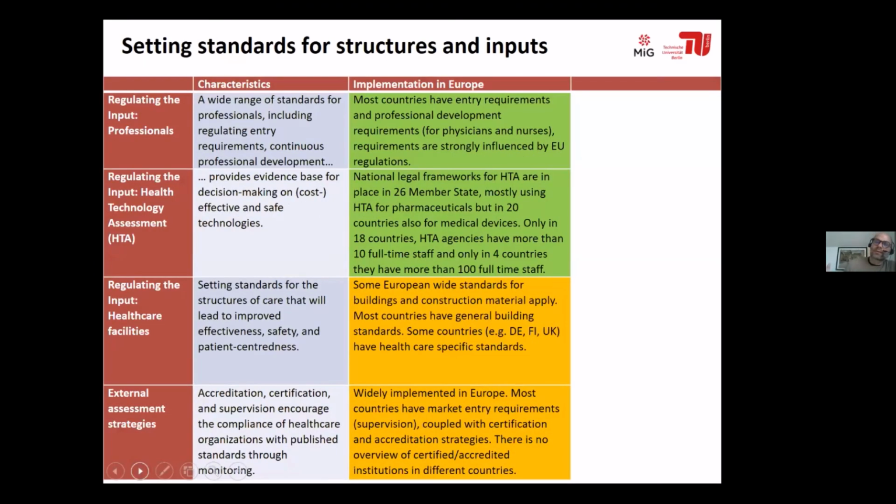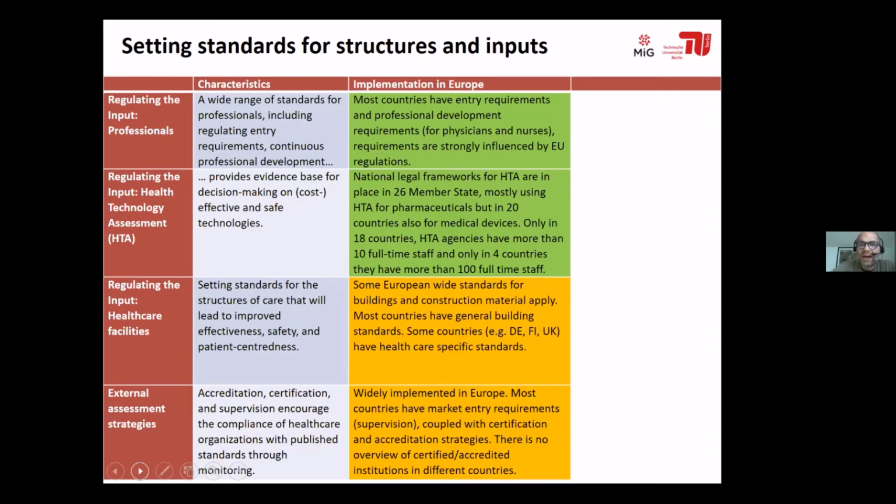And the first strand, setting standards for structures and inputs, deals with regulating the input in terms of professionals, in terms of health technology assessment, in terms of healthcare facilities, and last but not least, the external assessment strategies. We see that almost all countries have activities relating to the professionals, with entry requirements and professional development requirements, strongly influenced by EU regulations.